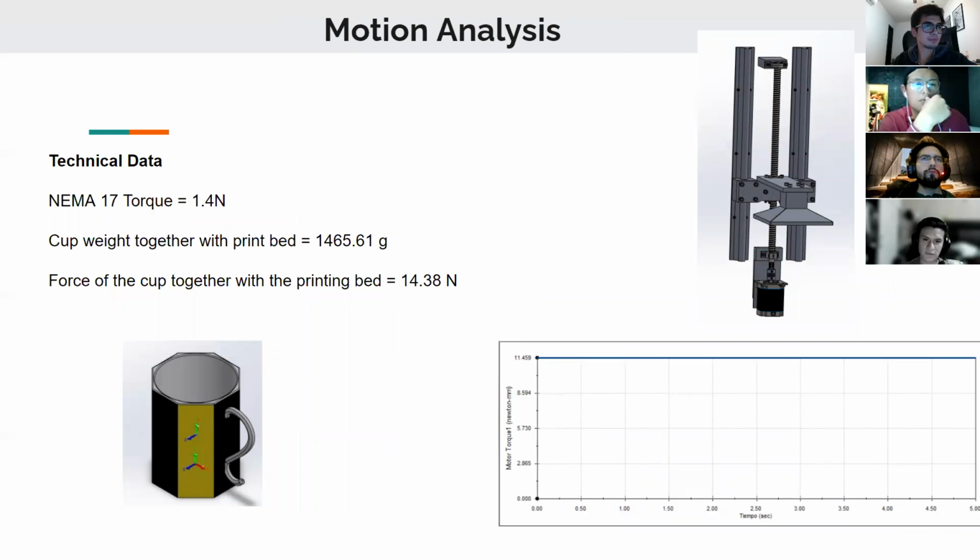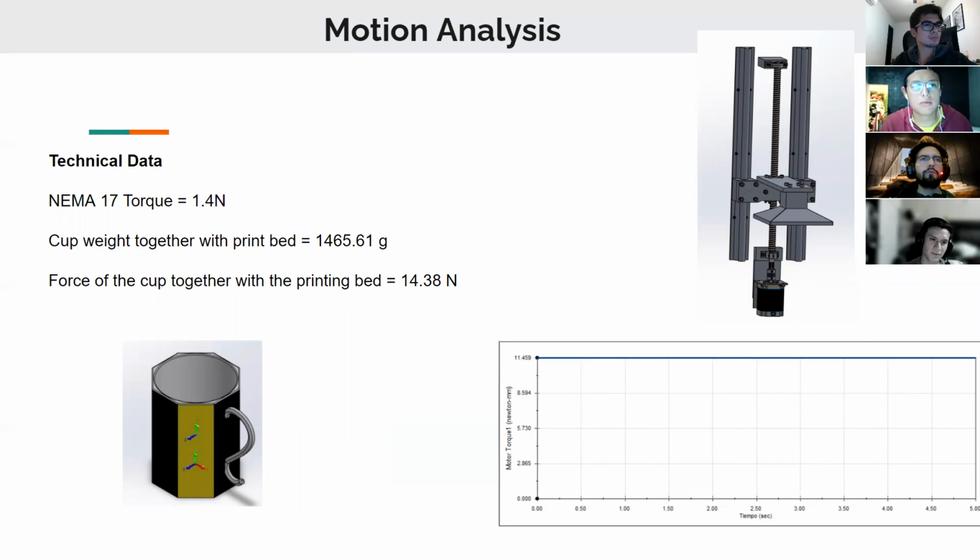For our motion study, we created a movement analysis to our Z-axis of the 3D model of a NEMA 17, and a model of a cup was used. The weight of the 3D cup was obtained assuming the material of the resin was ABS. Then the software SolidWorks was able to calculate the weight.